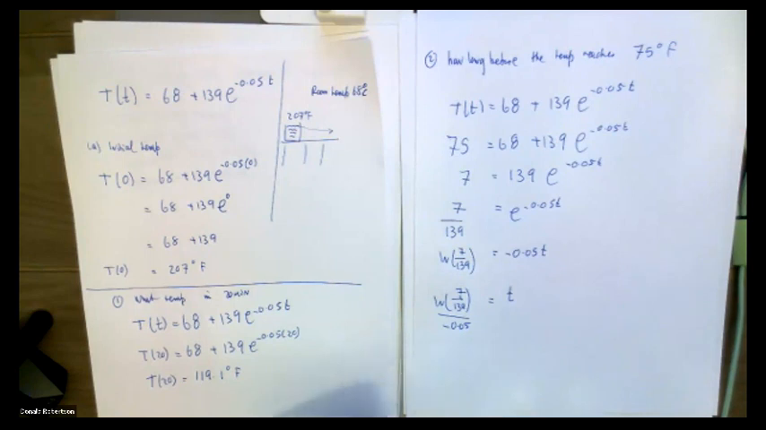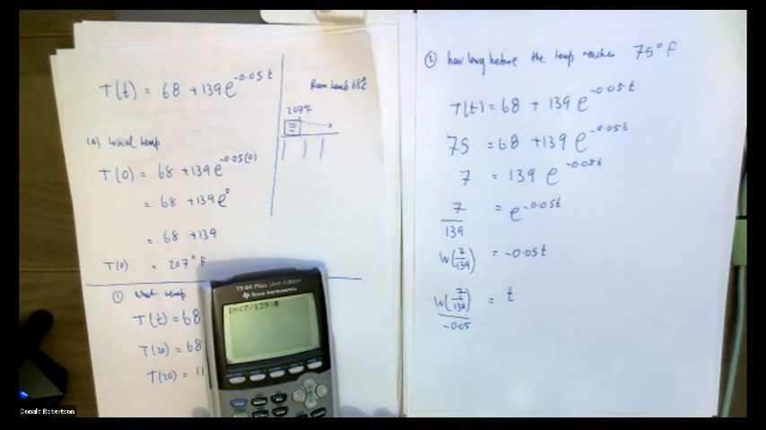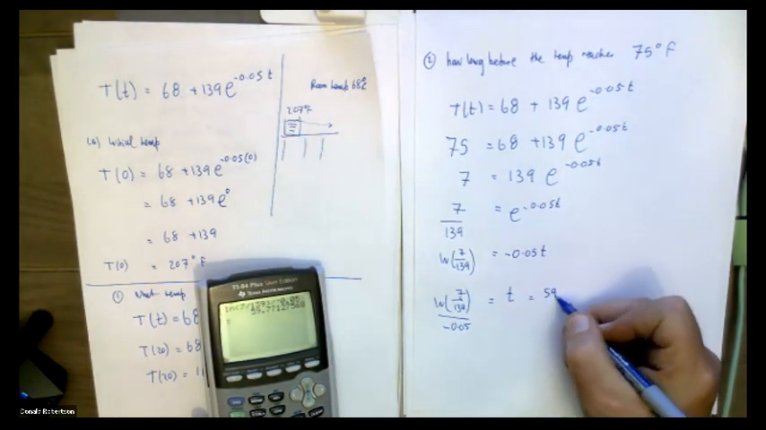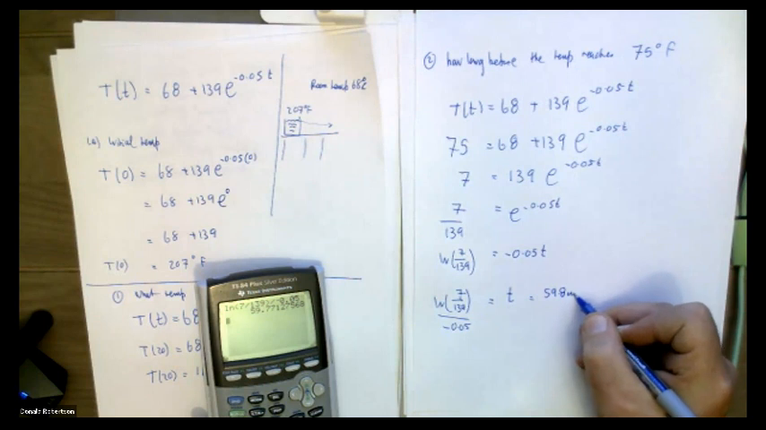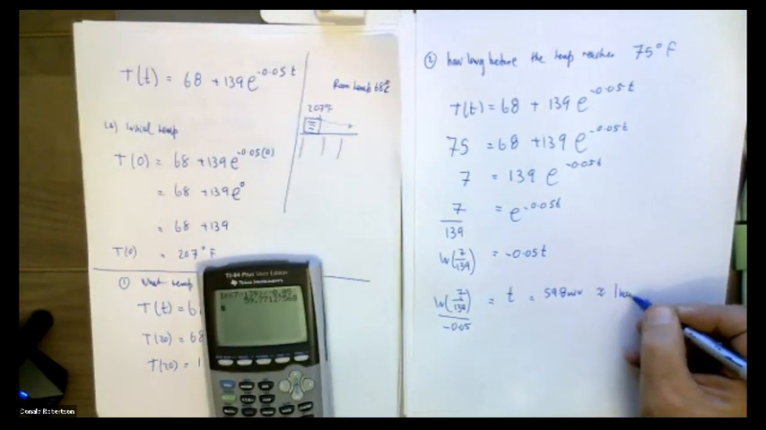And I go to my calculator, and we'll see how long that will take. The natural log of 7 divided by 139, divide that by negative 0.05, and the answer is about 59.8 minutes. In other words, roughly an hour.